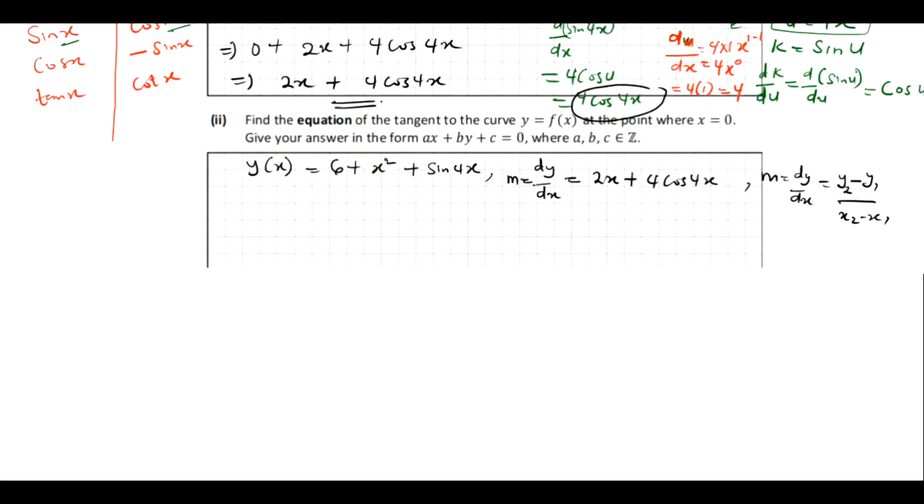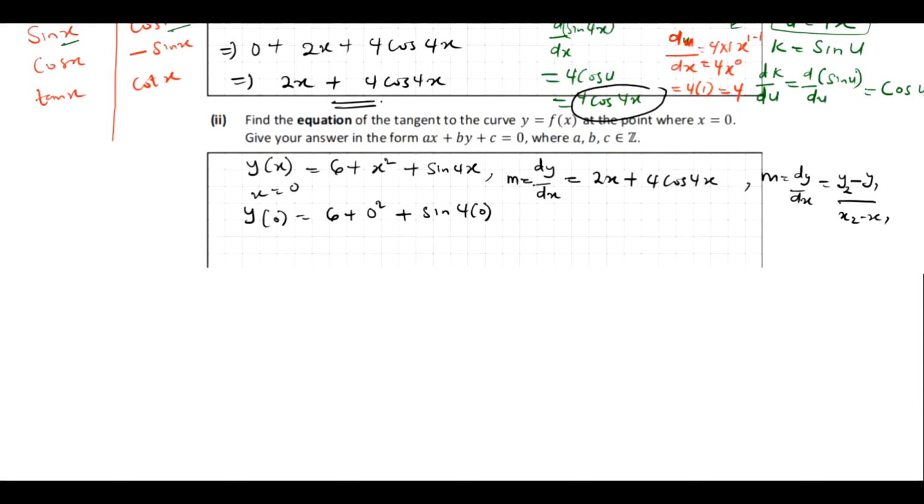So now, what we're going to do is, at this point, put x to be 0 and then solve this mathematically. Then we have to derive this equation. So when x is 0, what do we have for the original equation? Because this is the original equation, this is the derived equation. So y of 0, what are we going to get for this expression? 6 plus 0 squared plus sine 4 times 0.